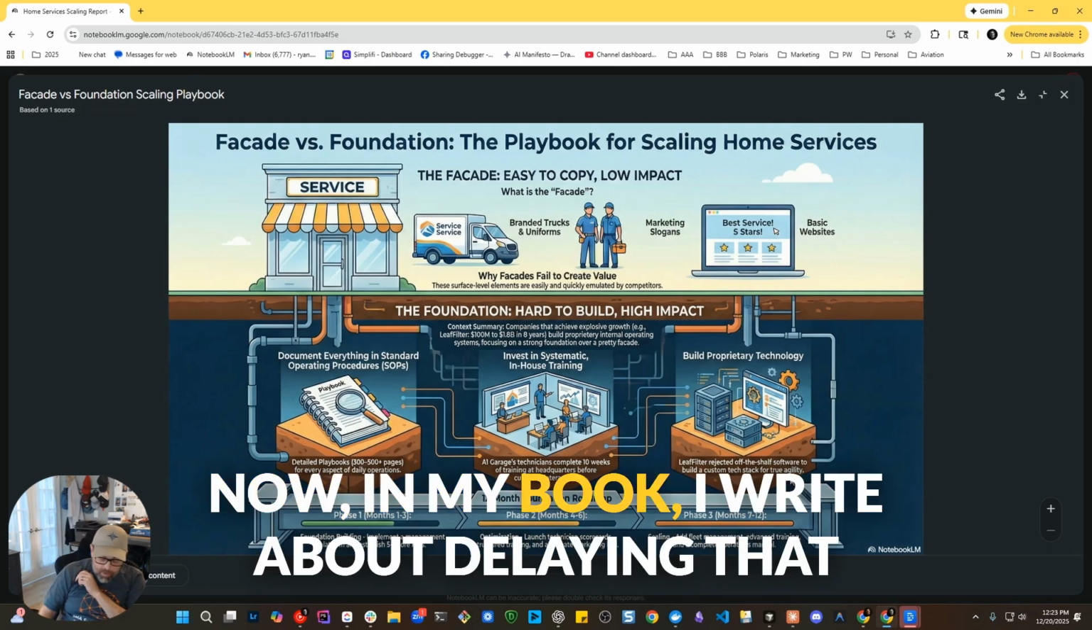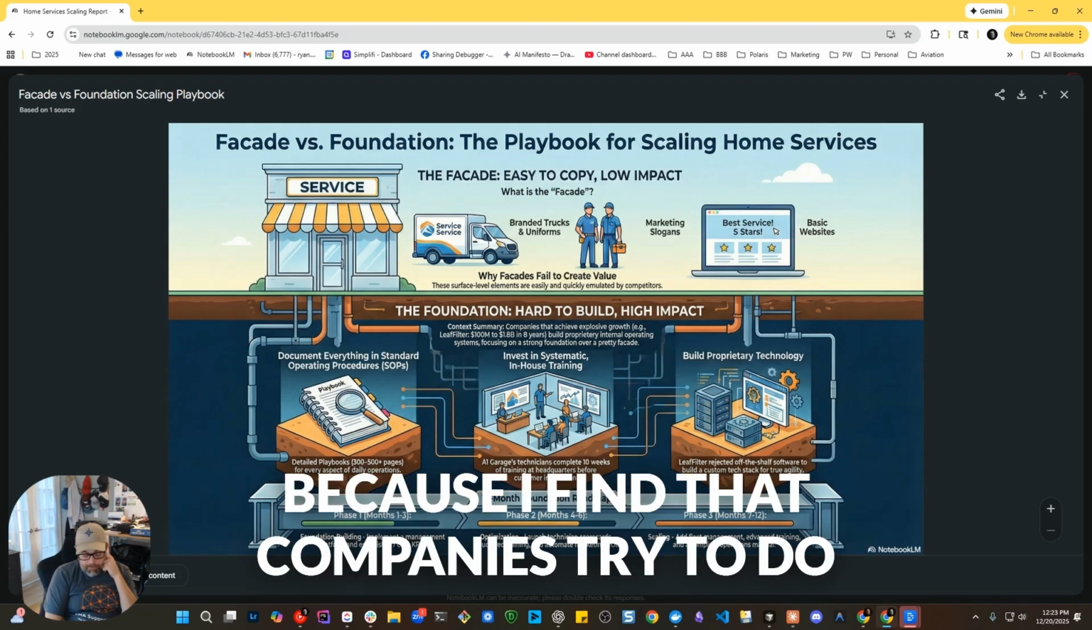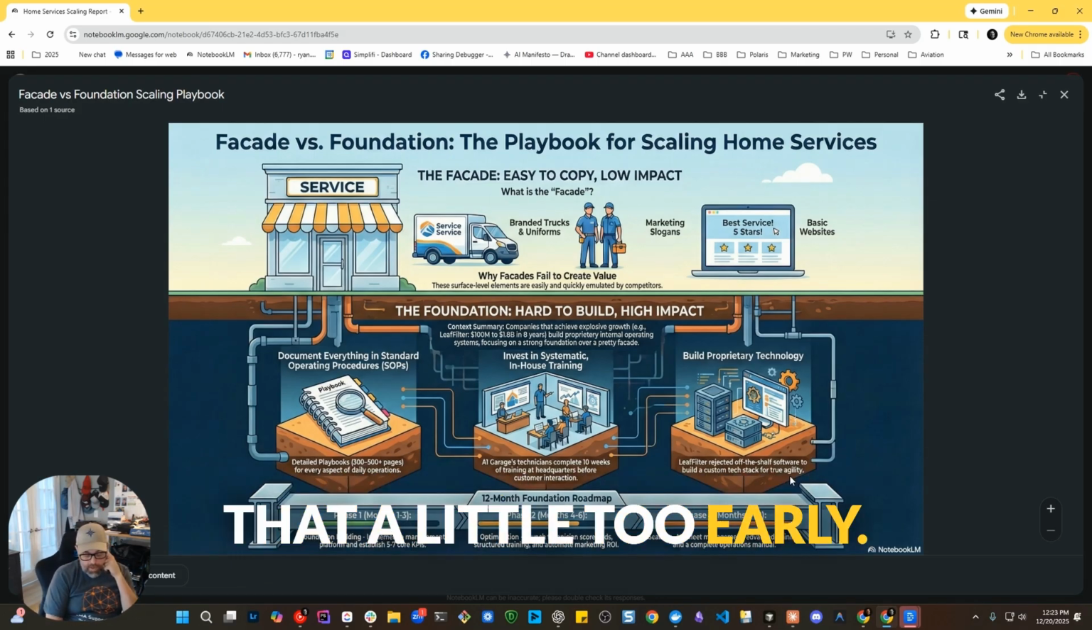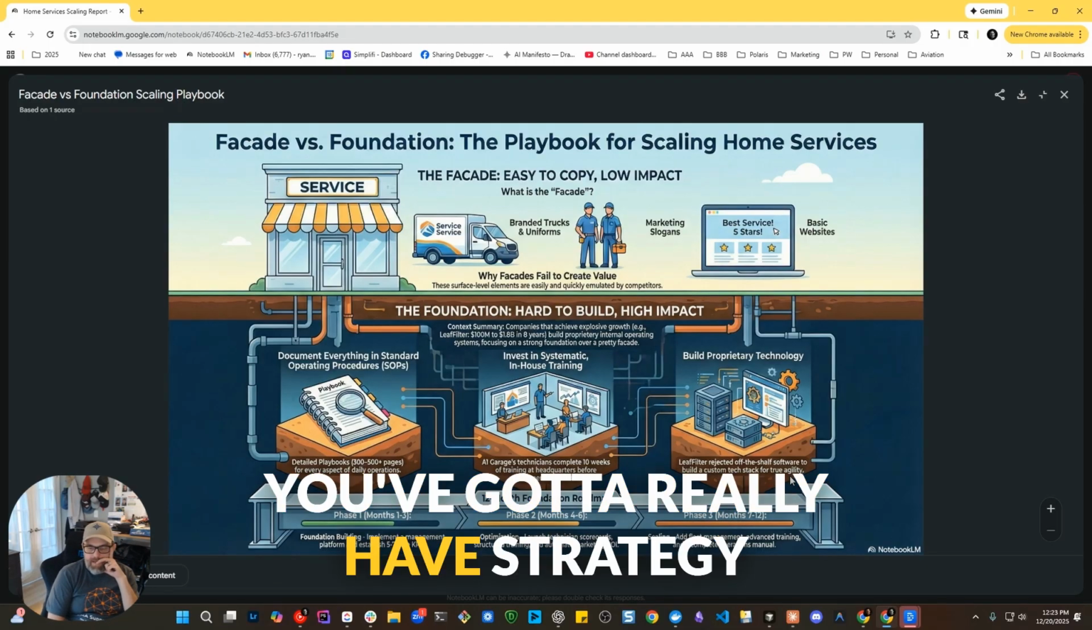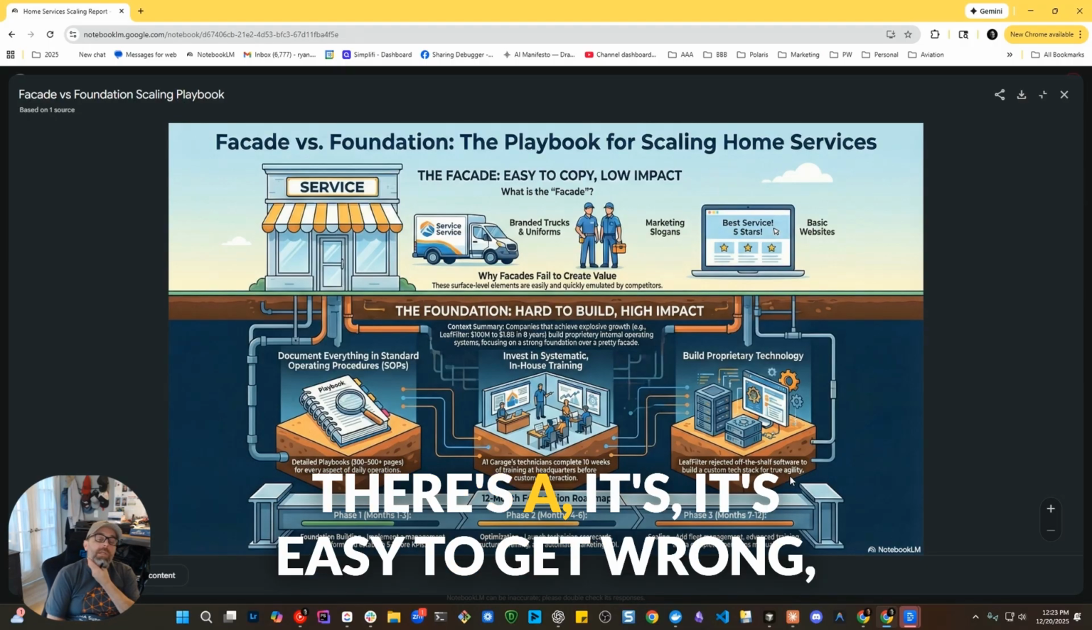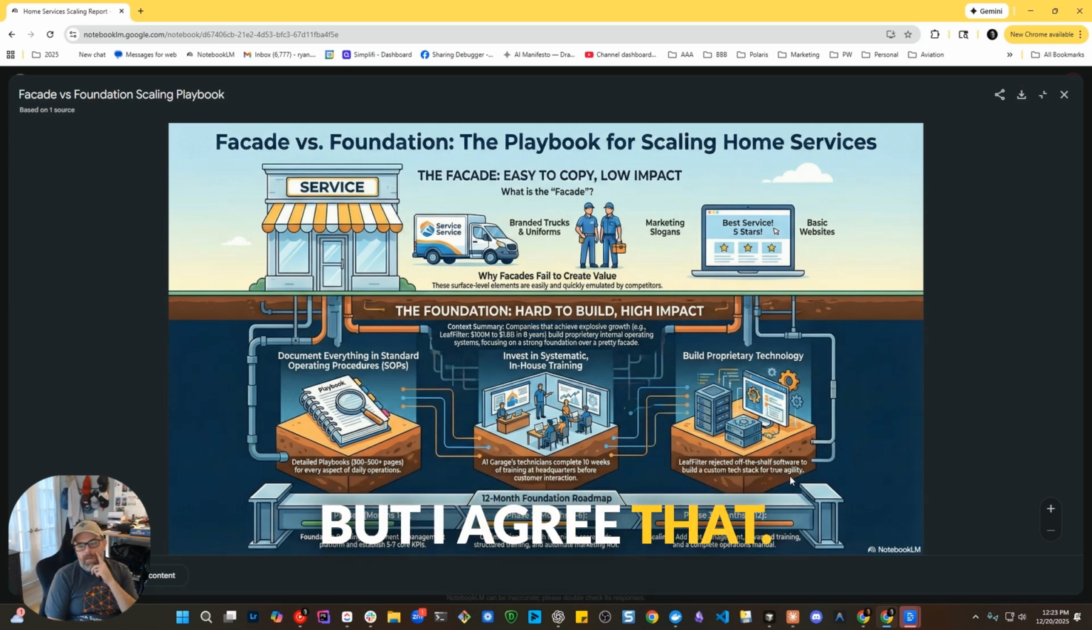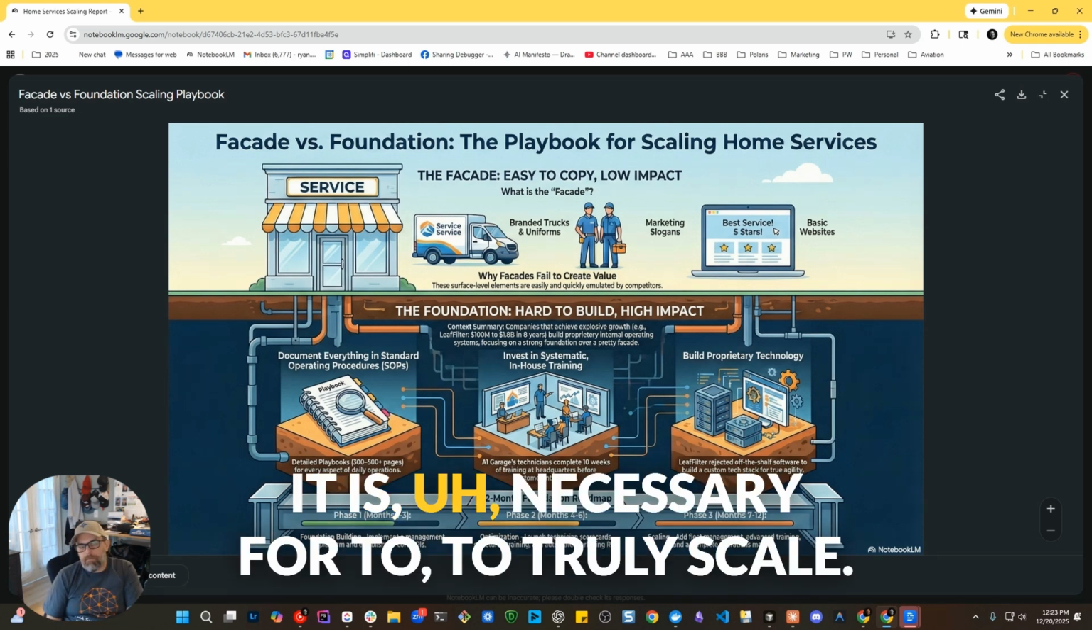Now, in my book, I write about delaying that because I find that companies try to do that a little too early. They try to do that without strategy. That's the key. You've got to really have strategy and commit to it. It's easy to get wrong, but I agree that it is necessary to truly scale.